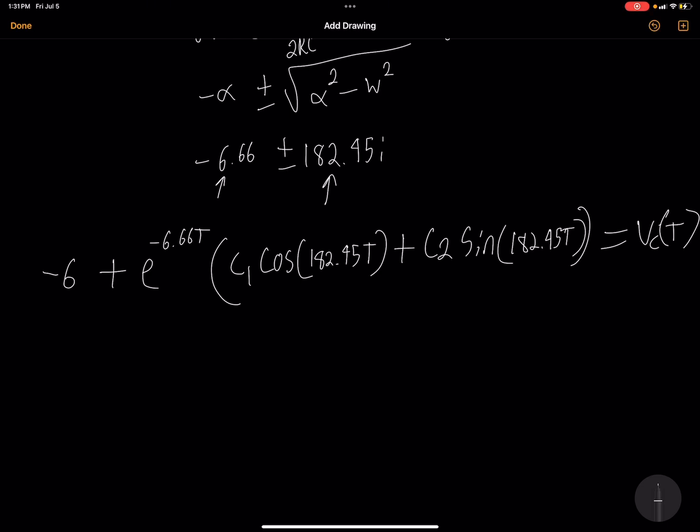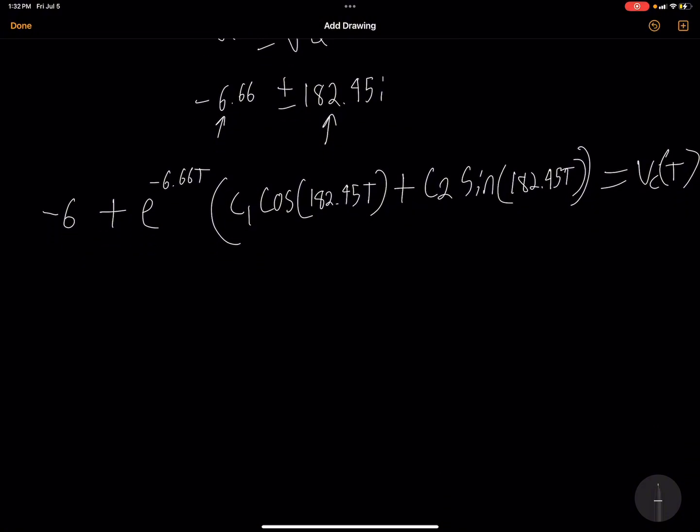The only reason you need this is because this whole right side will approach 0. So if your final value isn't 0, it's not going to approach what it needs to. Okay, so now that we've added that, we must now solve for our C1 and C2. So initially, where do we start?